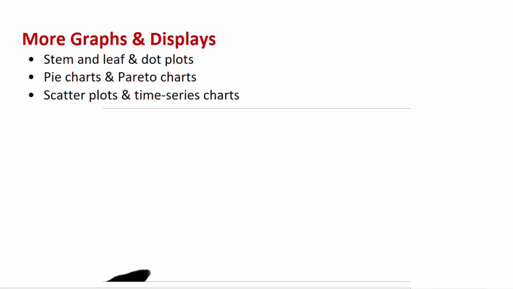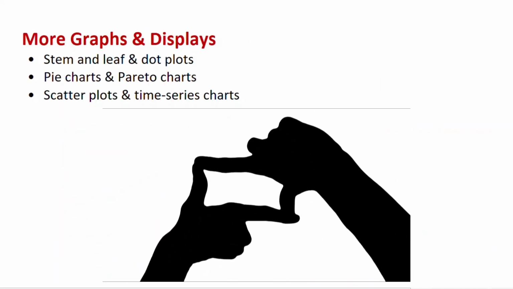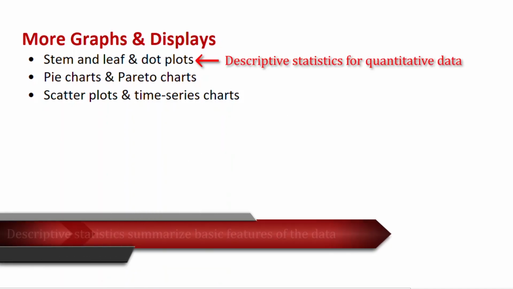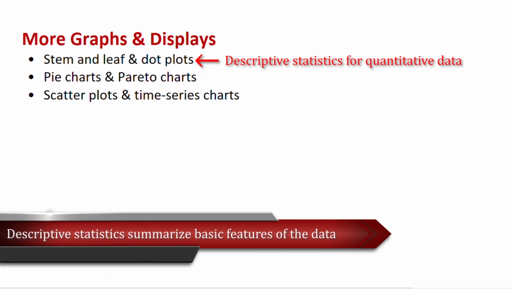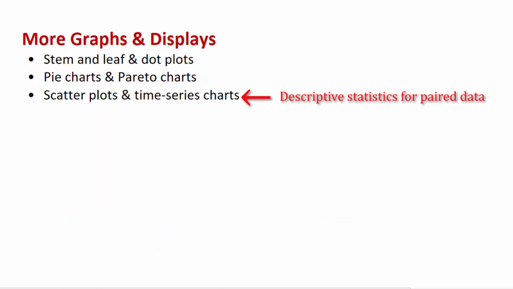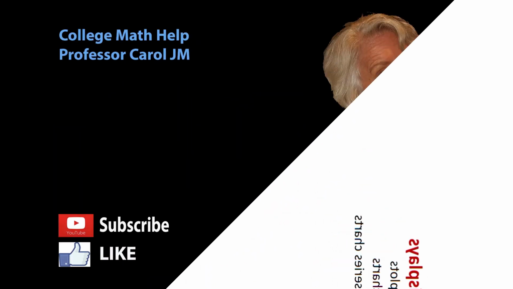So to summarize, we did stem and leaf and dot plots, and that was descriptive statistics for quantitative data sets. Then we looked at pie charts and Pareto charts, descriptive statistics for qualitative data sets. And finally, we looked at scatter plots and time series data, and that's descriptive statistics for paired data sets.